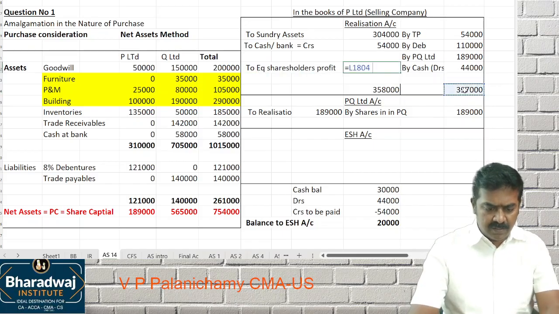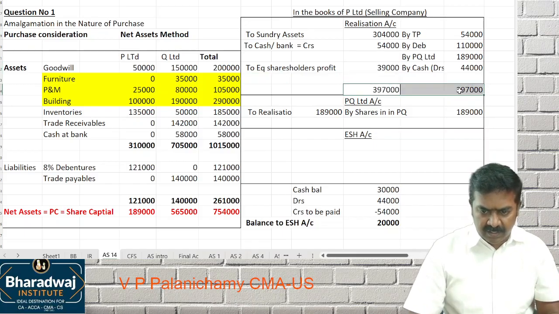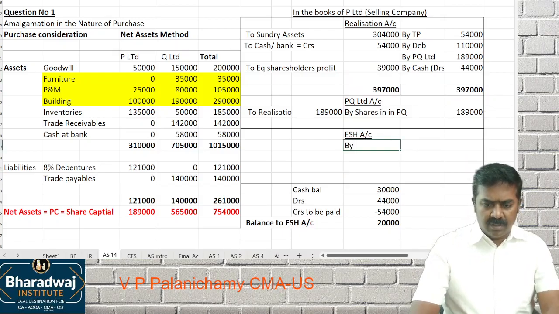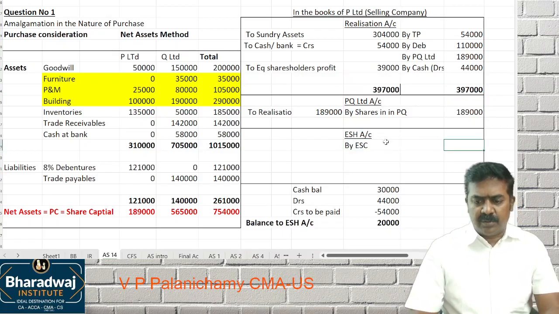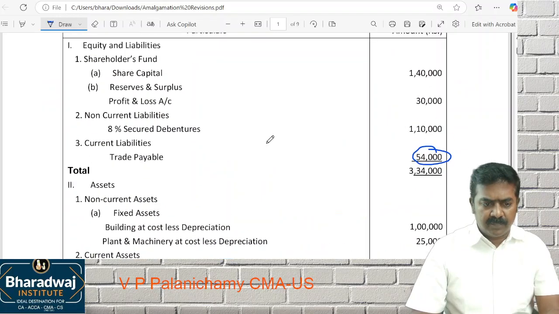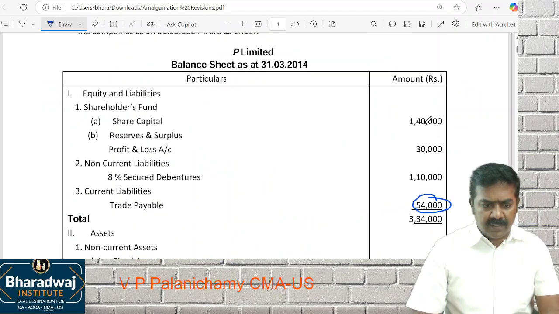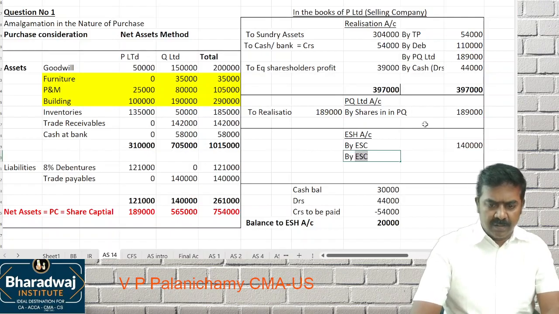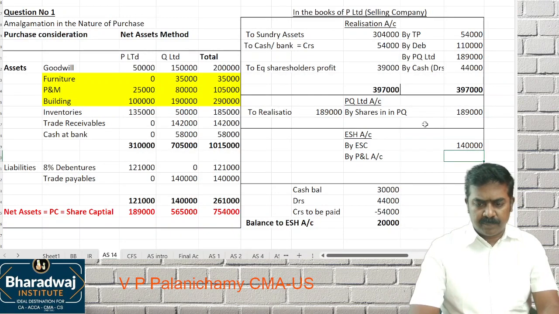3,97,000 minus 3,58,000. I'll recollect once more. I request you to listen. I'll recollect the entire thing once more. In the equity shareholders account, what is the equity share capital belonging to them? 1 lakh, 40,000, so 1,40,000 belongs to them. Then by P&L account, how much? 30,000 belongs to them.